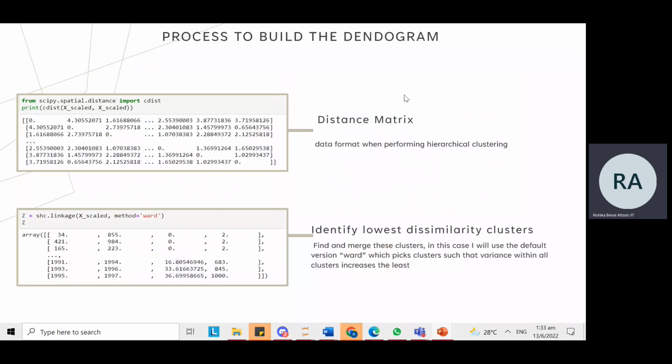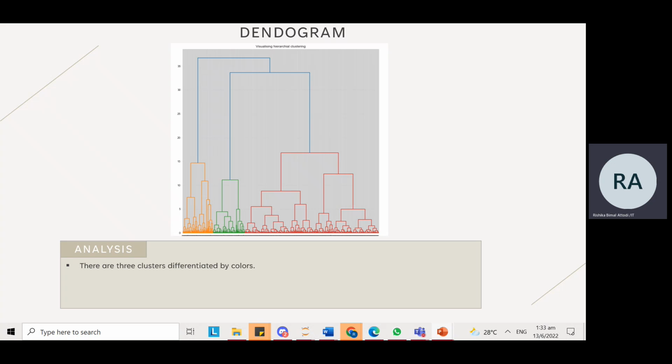Now, the process to build a dendrogram. I use a distance matrix, which is the data format used when performing hierarchical clustering. Then I identify the lowest dissimilarity clusters, and I find and merge these clusters. In this case, I use the default version, Ward, shown here. Ward actually picks clusters such that the variance within all the clusters increases the least.